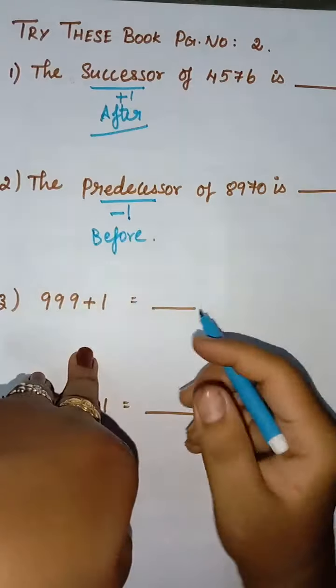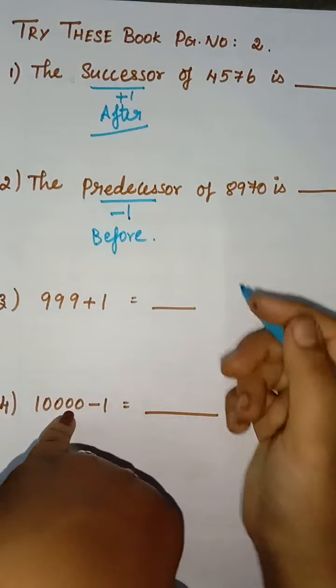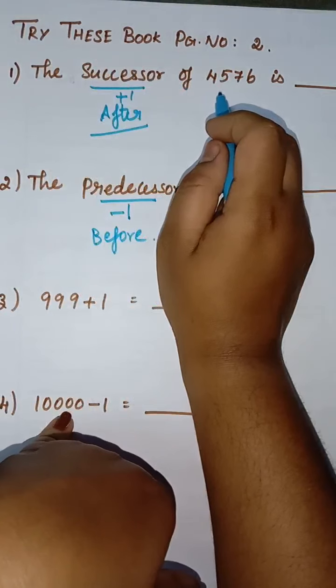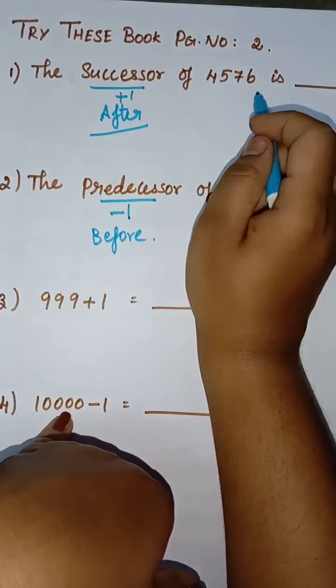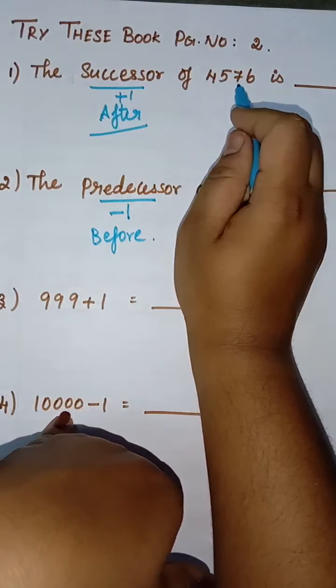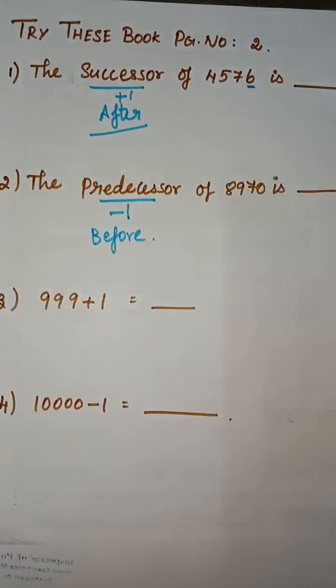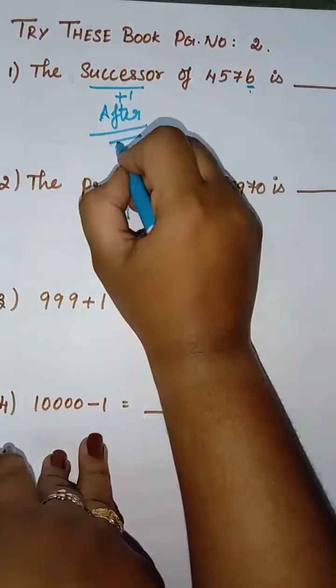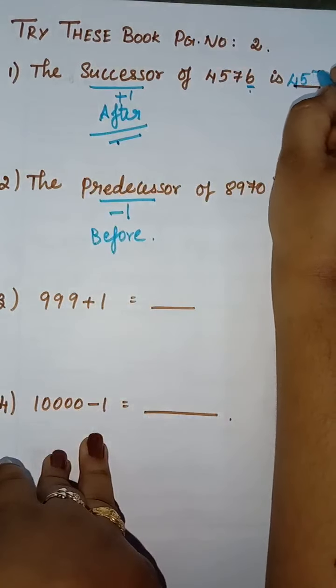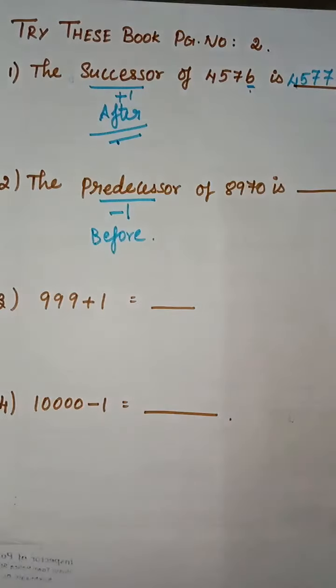Clear? Okay, now what are they asking? The first question is the successor of 4,576. First what we are going to see is the last digit. What is the last digit? They have given 6. So after 6 what will be your number? After 6, it is 7. So 4,577 is your answer. Can you understand easily? Successor means after number.